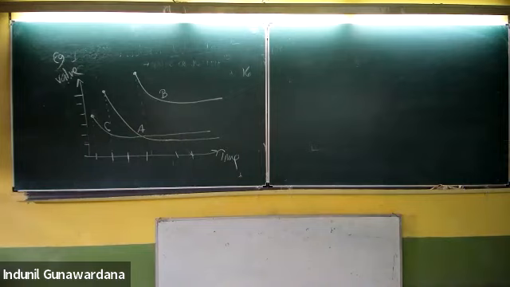Next point. Though the event C has a lower value initially, it has a higher value than the event A in long term.